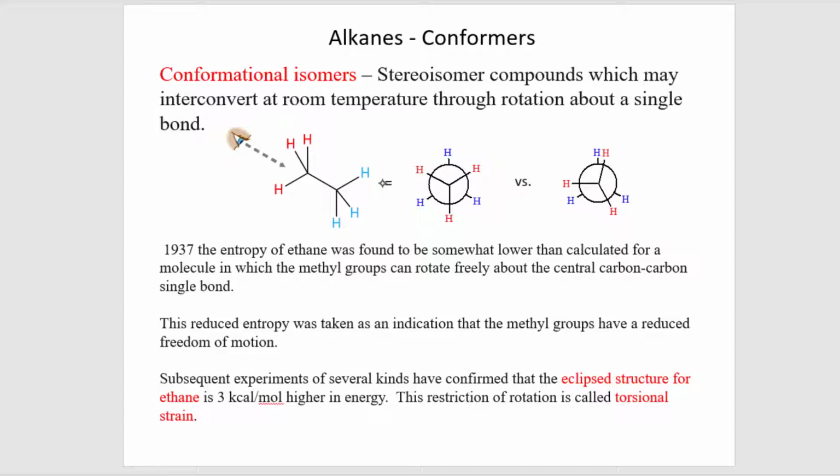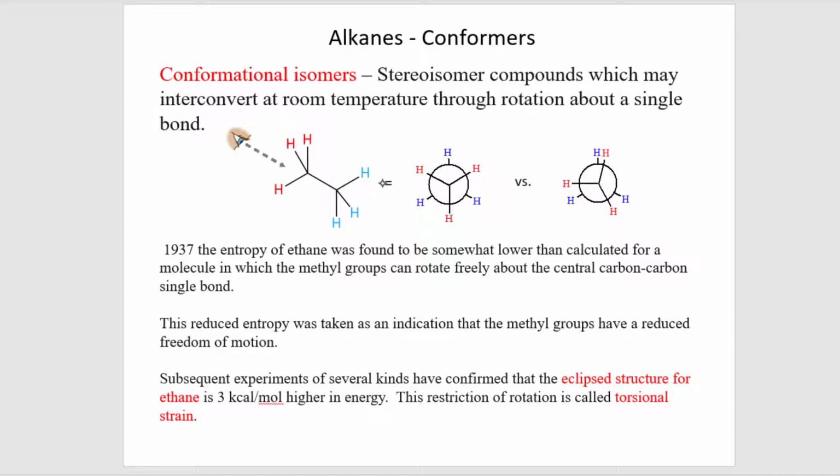And there was some phenomenon that led to this discovery that certain conformations were in fact lower in energy than others. At first, it was presumed that these bonds are just rotating willy-nilly all over the place and they could be in any conformation at any time. But in 1937, the entropy of ethane, which is arguably one of the simplest carbon-carbon single bond molecules, where you can twist along that single bond, was found to have somewhat lower than calculated entropy.